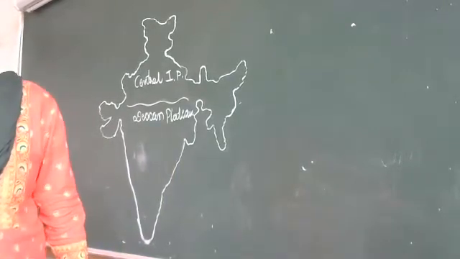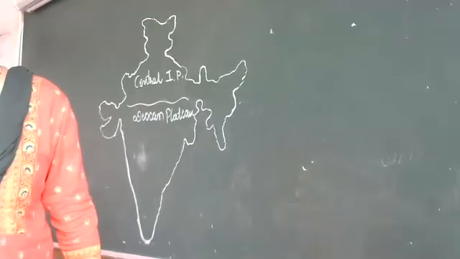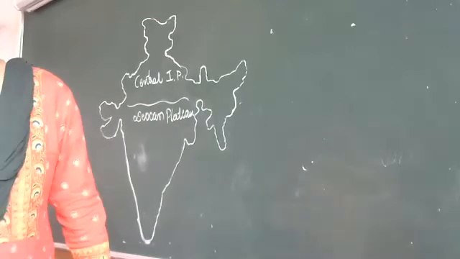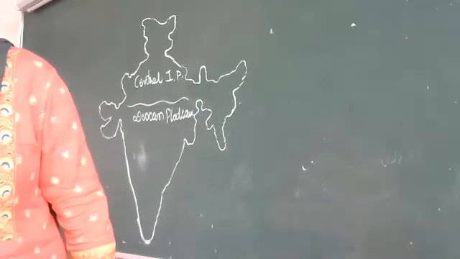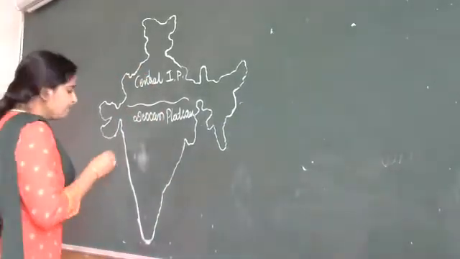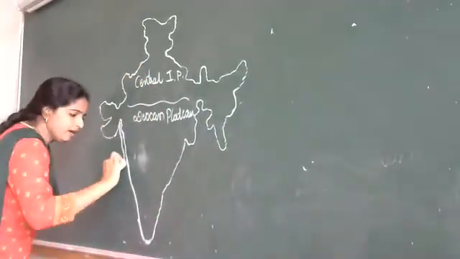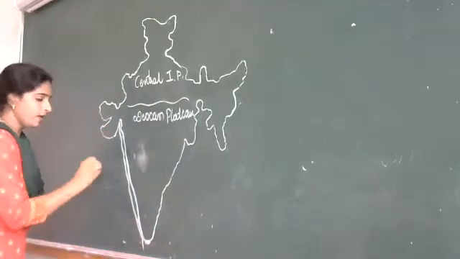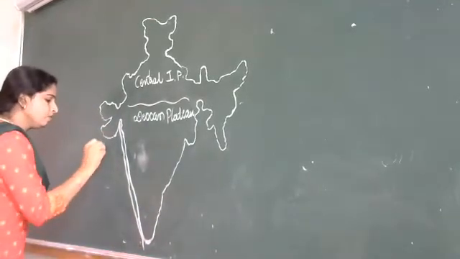Rivers like Krishna, Godavari and Kaveri flow through it. They flow from west to east and drain into the Bay of Bengal. And this part is called the Western Ghats. What is it?